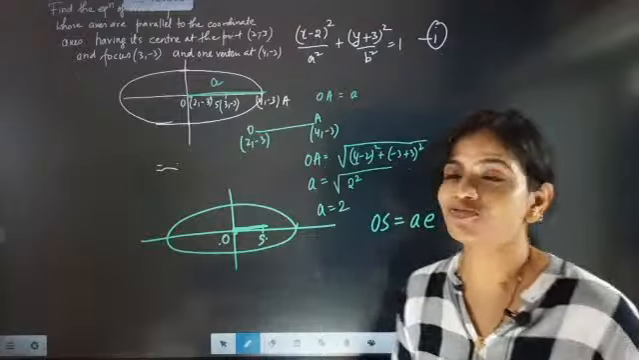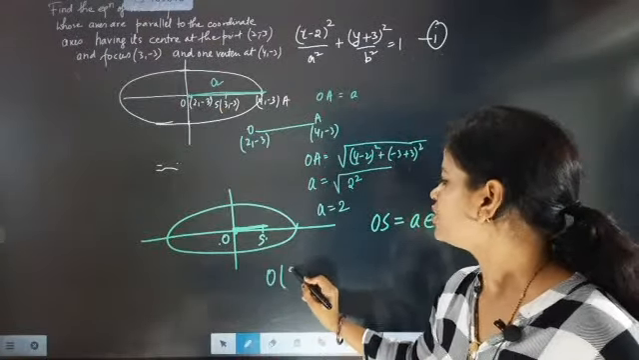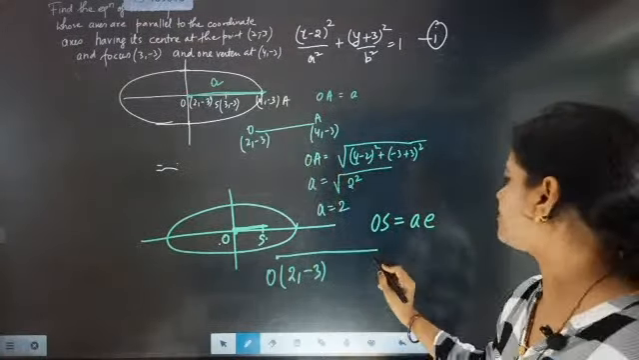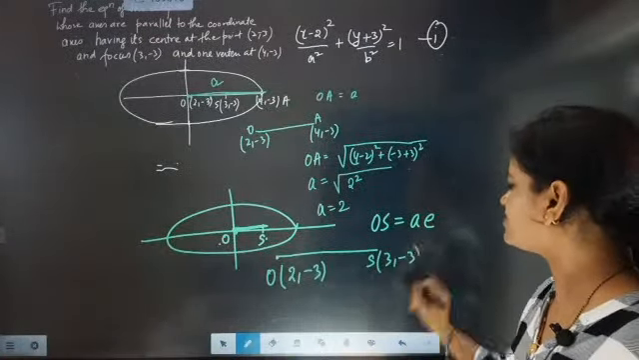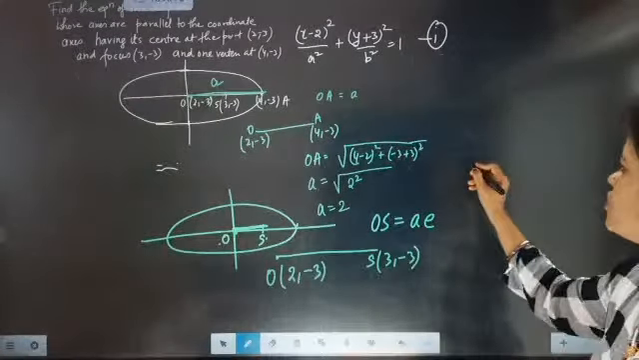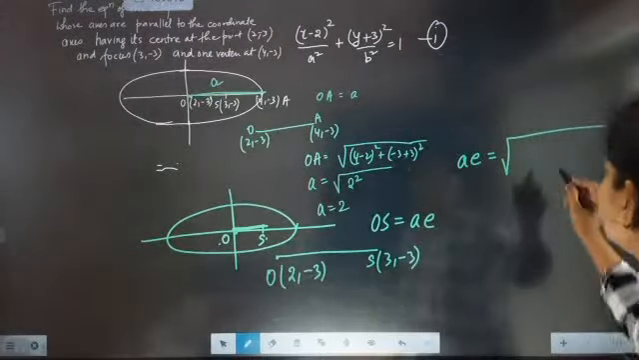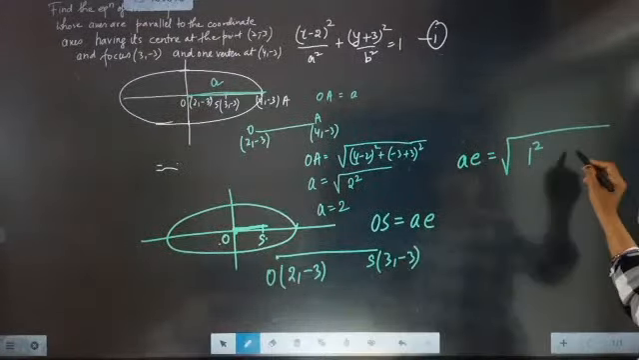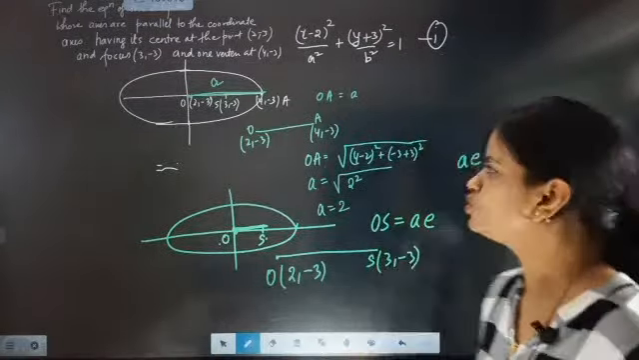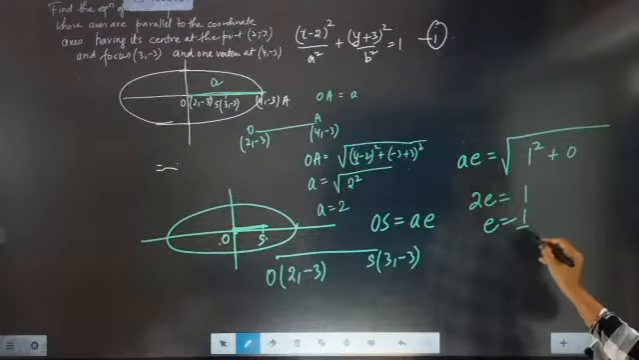Now we will use the distance formula. The O point is (2, -3), and the focus point S is given as (3, -3). Use the distance formula. So AE equals root under (3 minus 2) whole square, that is 1 square, plus 0. A value you already got: A is 2. So just write 2E equal to 1. So E is coming as 1 by 2.